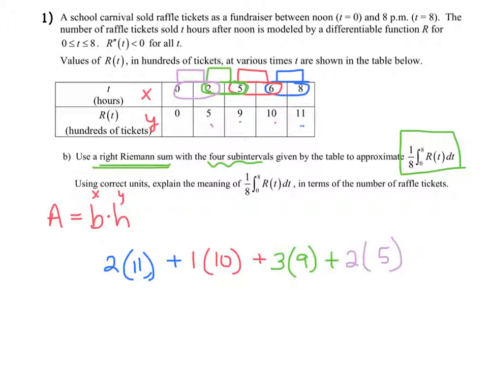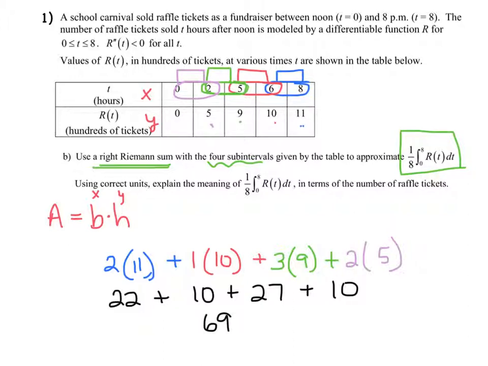There will be one value here that doesn't get used. The leftmost y value does not get used because we are talking about a right Riemann sum. So as I go ahead and compute this, I have 22 and 10 and 27 and 10. So let's see here, 22 and 27, that would be 49, 59, 69.